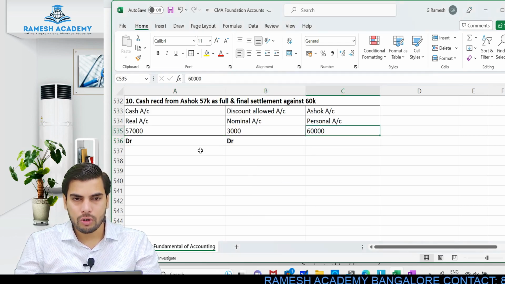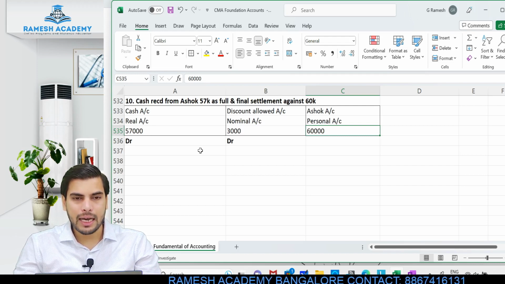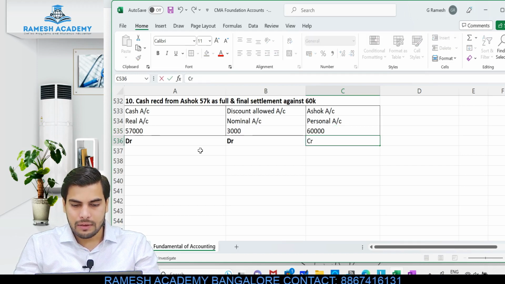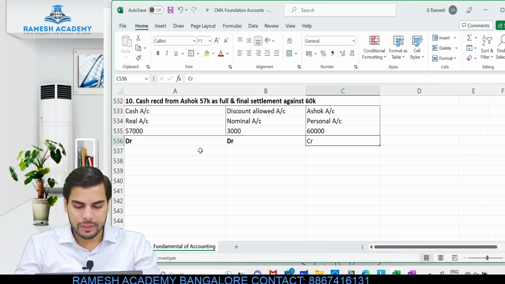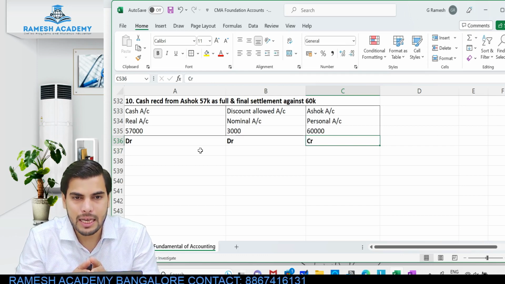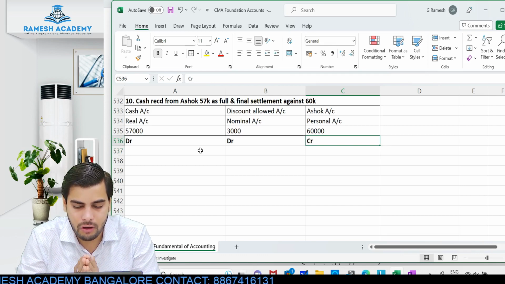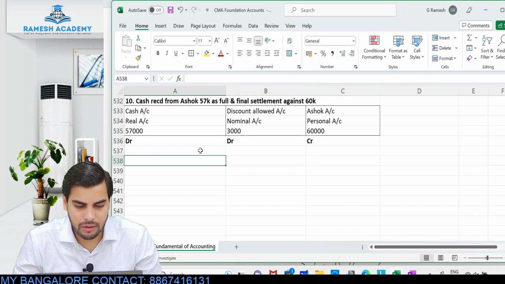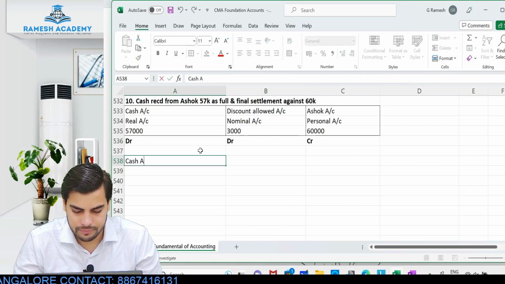Now let's talk about the rule of personal account. Debit the receiver of benefit, credit the giver of benefit. Now when I'm receiving this cash from Ashok, is he receiving the benefit or is he giving the benefit? He is giving the benefit, right? Correct. Therefore we just need to credit his account. Debit the receiver, credit the giver. In this case, Ashok is giving us the benefit of the amount. Okay, so therefore we'll be crediting his account. So look at the journal entry. The journal entry would be like this.